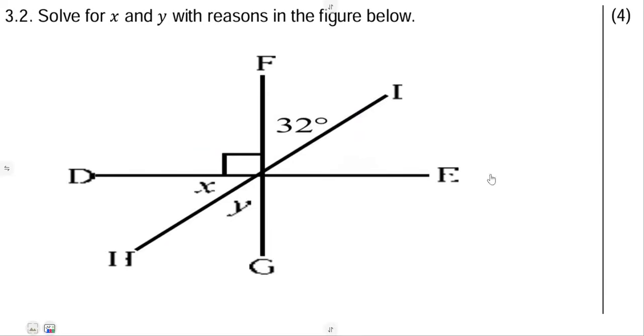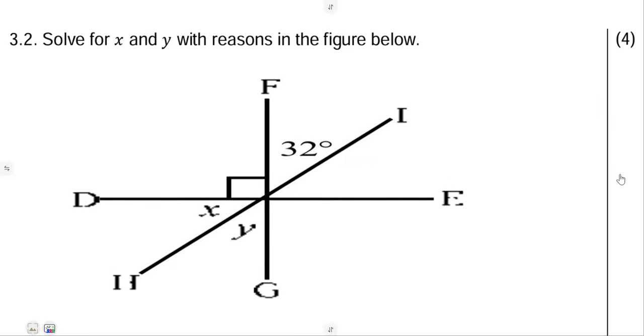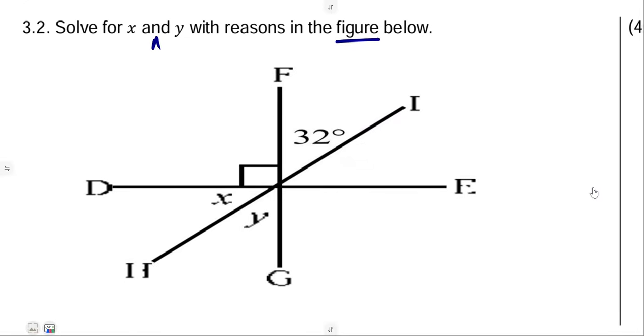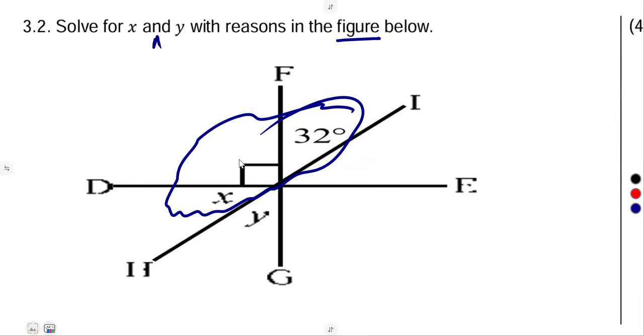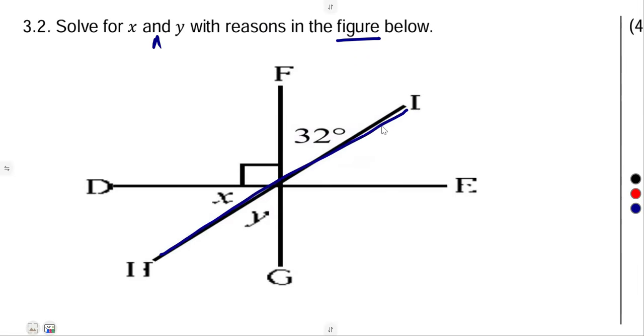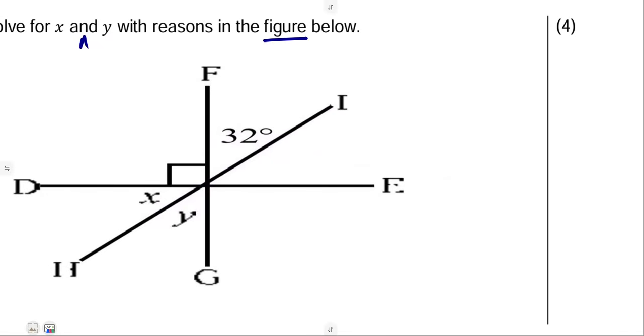Let's check another one. On 3.2, solve for x and y with reasons in the figure below. We are supposed to solve for x and y. Let's start with x. We can work out a straight line there, H to I like this. It's a straight line, so angles on a straight line add up to 180 degrees.